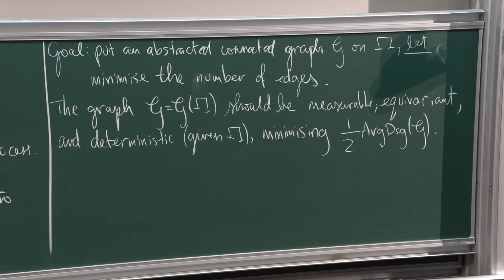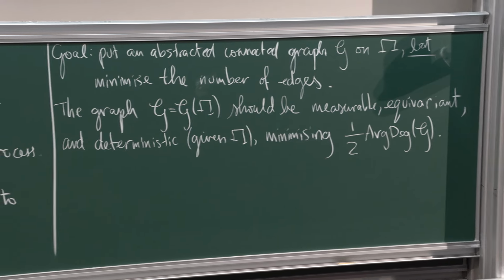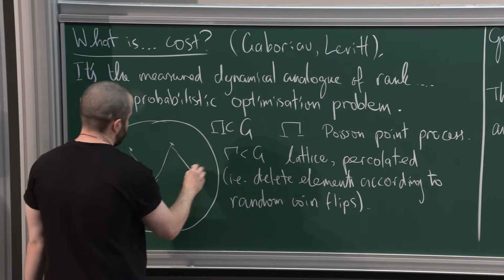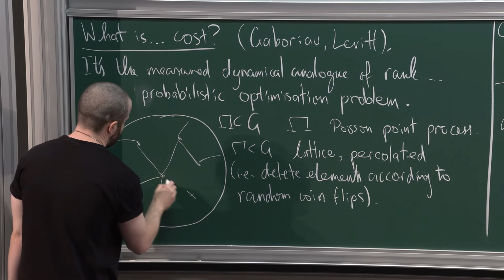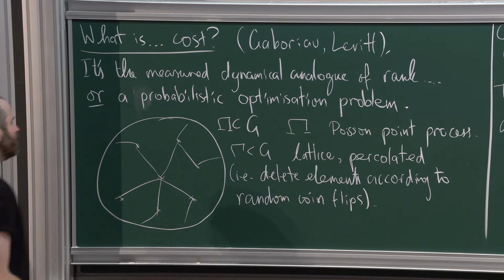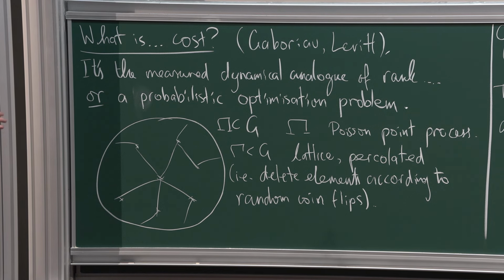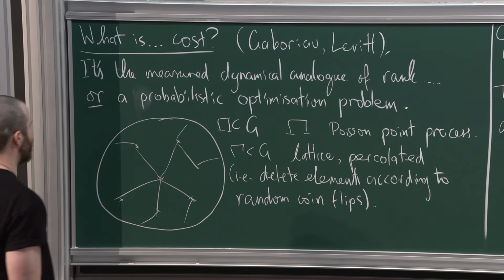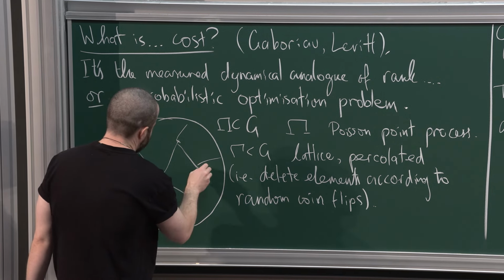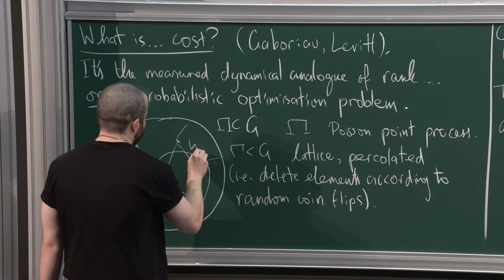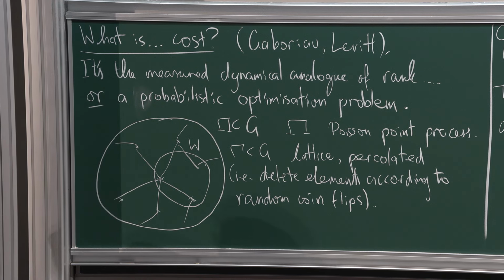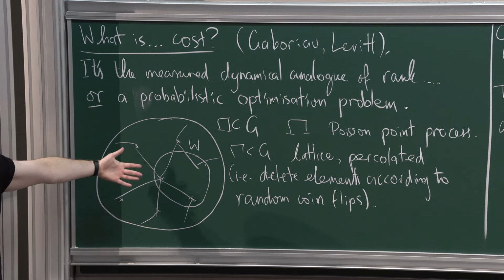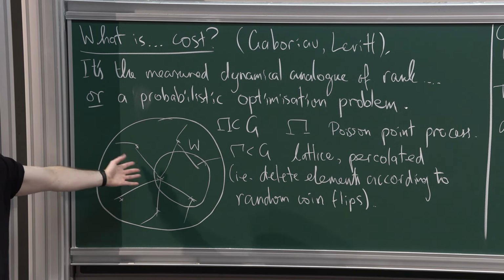I'm going to spend some time explaining more about these conditions. But I give you this set of points, and you're supposed to put some graph structure on it, whatever it happens to look like. And you want to minimize this average degree, or one half the average degree. And the way you get at the average degree, I'll explain this more tomorrow, but roughly speaking, you look in some finite window W, and then you see finitely many points. You see just a little portion of the graph, and you take the average degree of that. And that's a random variable.